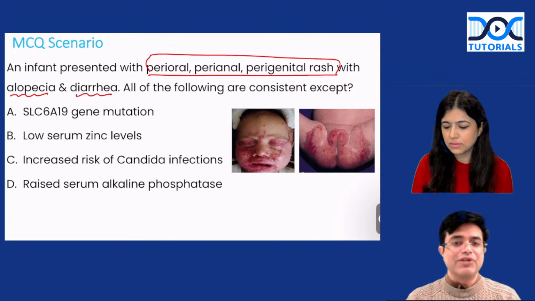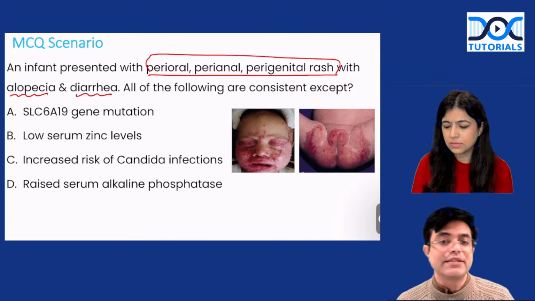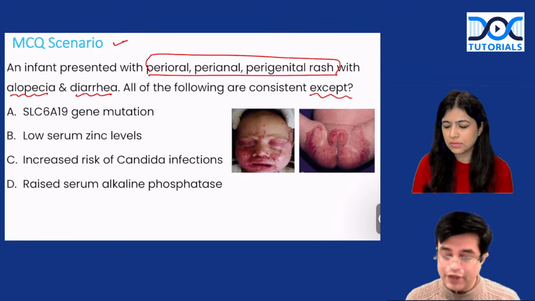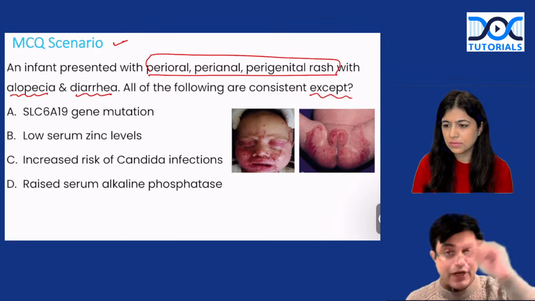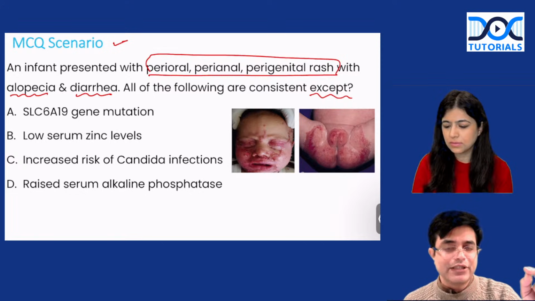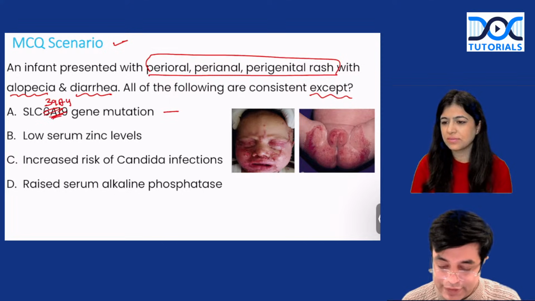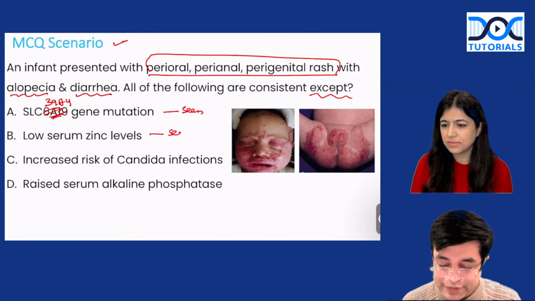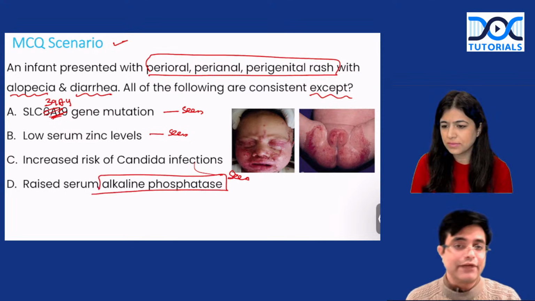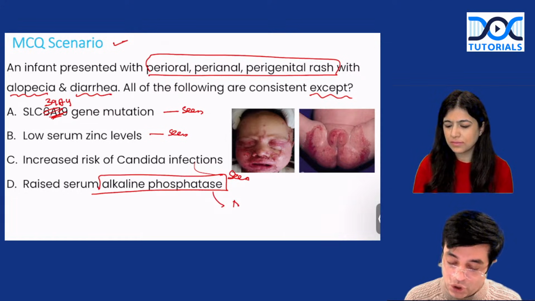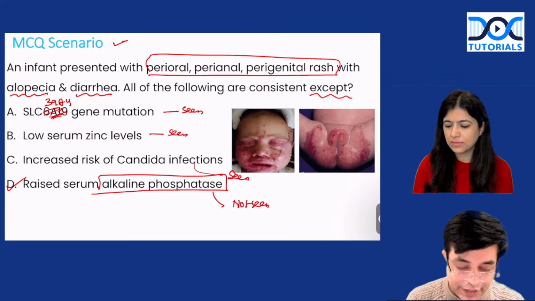And if it occurs in an infant, we are thinking of a condition known as acrodermatitis enteropathica. Now, they are asking again 'except'; this is very similar to an INI-CET MCQ. All of the following are consistent except: will acrodermatitis enteropathica have an SLC6A19 gene mutation? I think SLC39A4 should be there, right? A 39A4 gene mutation is seen in these patients. Low serum zinc level is seen. Increased risk of Candida infection is seen. What about alkaline phosphatase levels? Alkaline phosphatase is a zinc-dependent enzyme whose levels are reduced. This is not seen. And so the answer to this question is D.